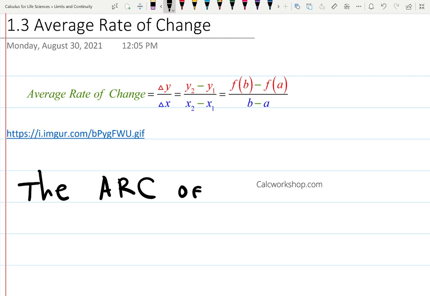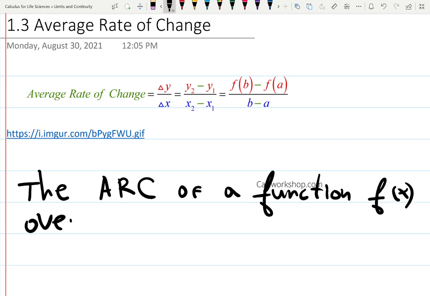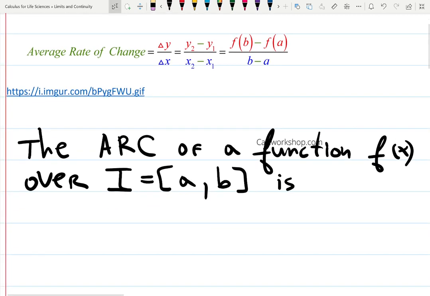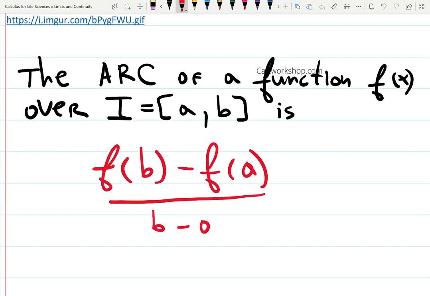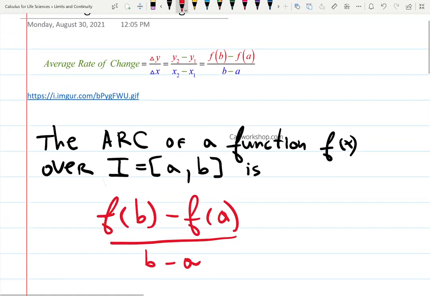Okay. Hopefully it's fine. Of a function f of x over the interval, usually called I, because it's interval, closed interval a and b is. And now there's a formula, it's above, and now I can rewrite it again. Change in output over change in input. Sorry, can I go back to the base formula? That is the idea here.